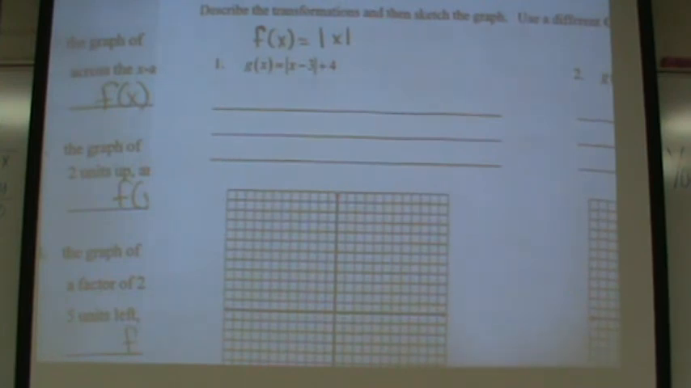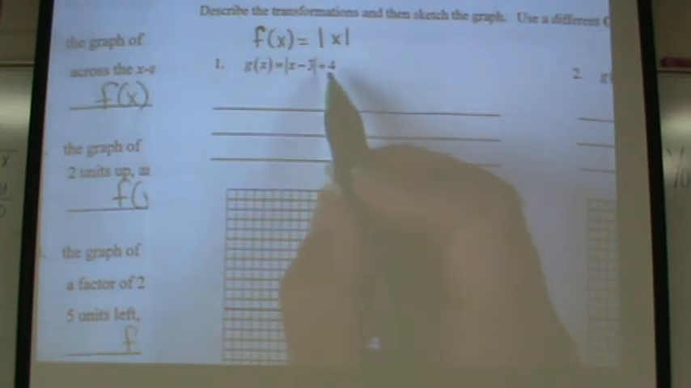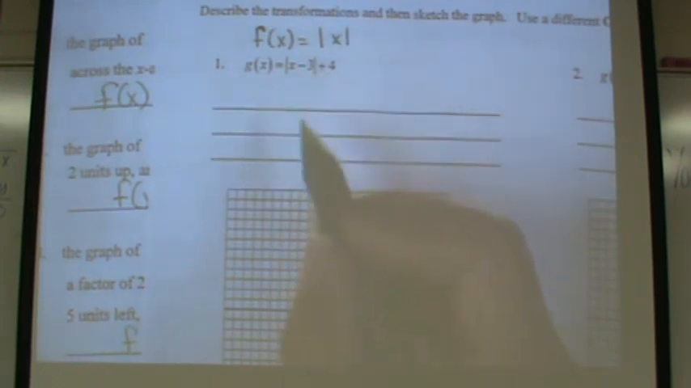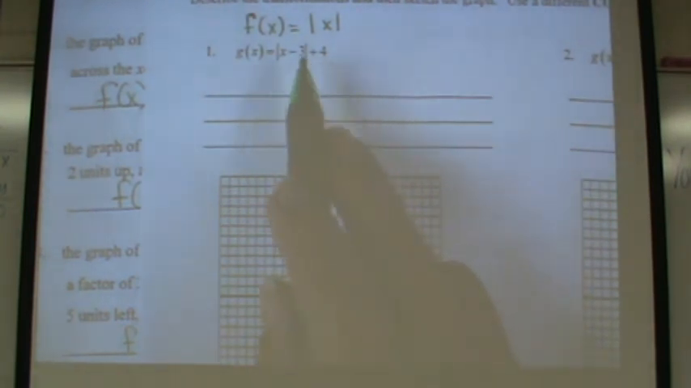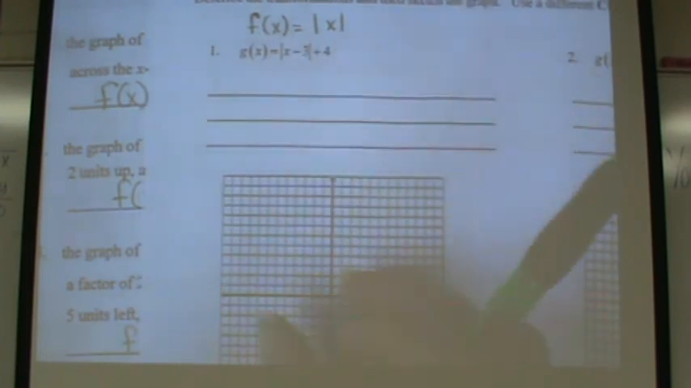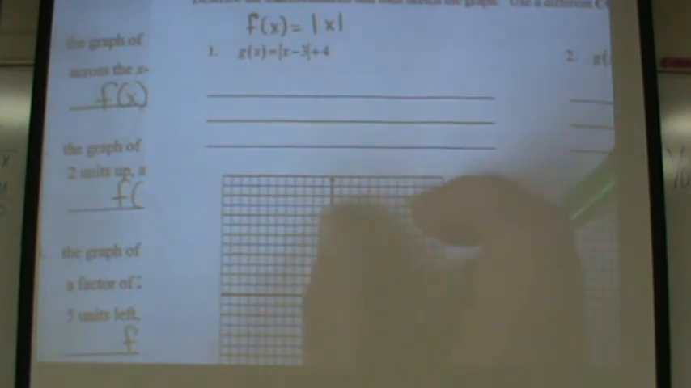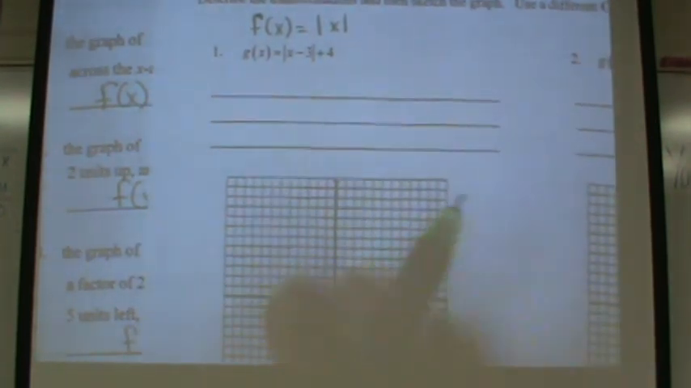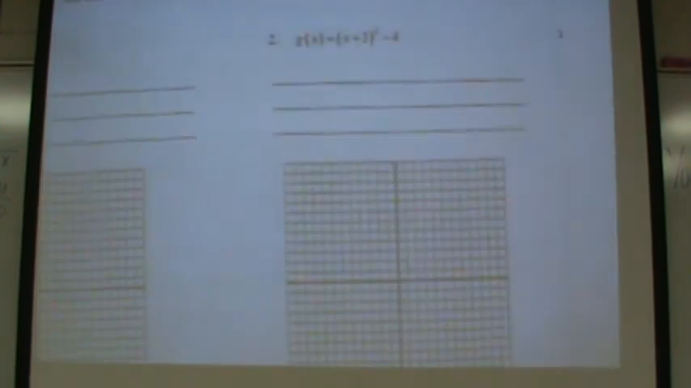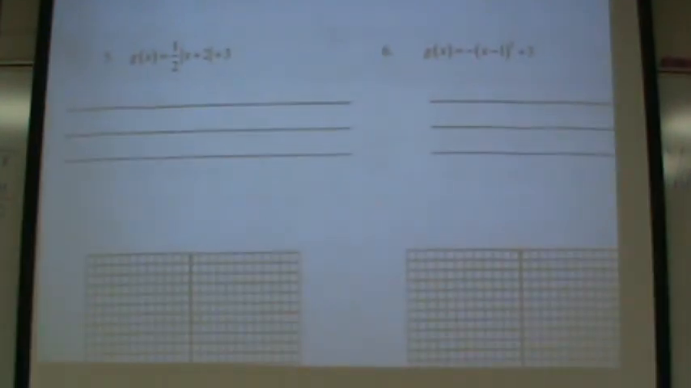So everyone should be able to do these for homework. I want you to describe the transformation, so state the parent function, and then this has 2 transformations. I want you to graph the parent function and the new graph. So this would be 3 units right and 4 up. You don't have to make a T-chart, you can just shift your graph 3 right and up 4 and then draw the new graph. These should be pretty easy to do. There's 6 of them.